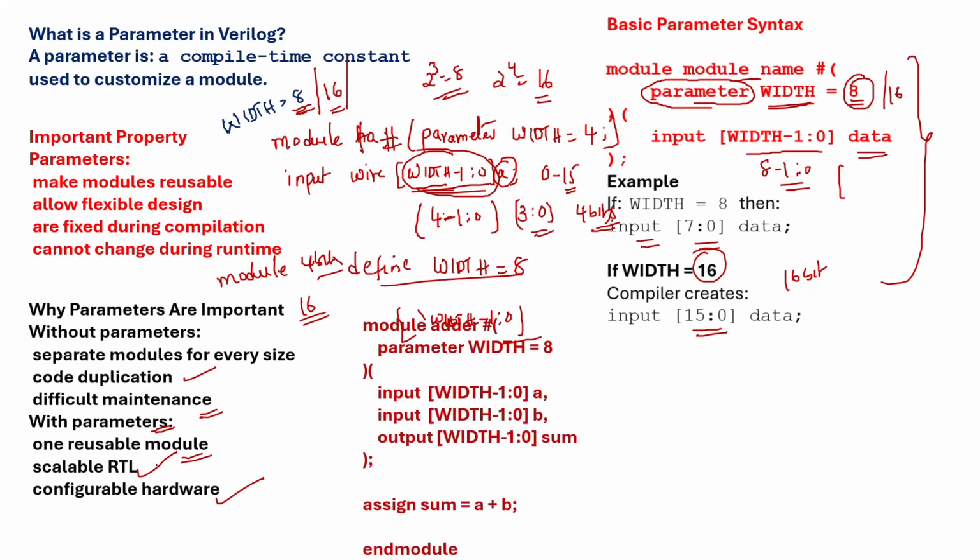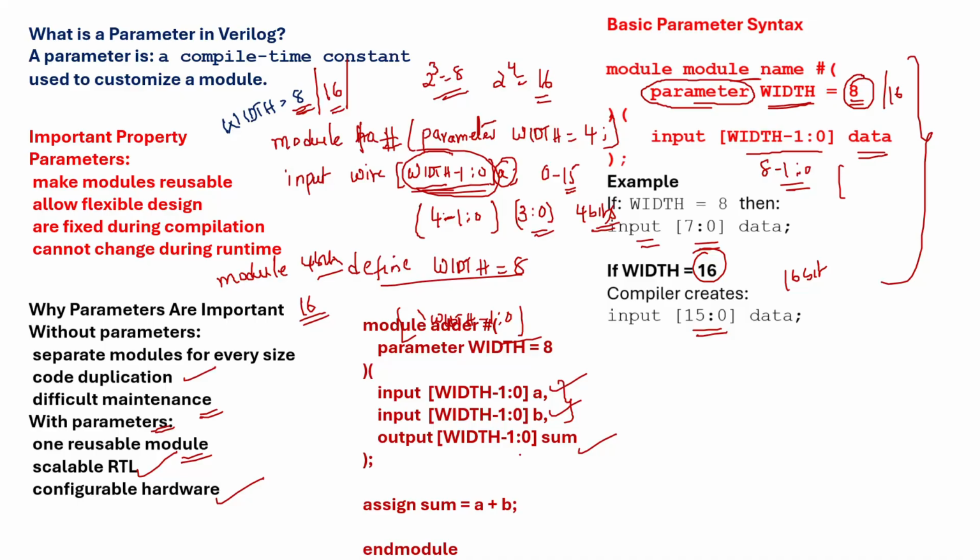Okay, see, here one adder is being considered. So the A value is width minus 1 down to 0. The B value is also width minus 1 down to 0. Sum is also width minus 1 down to 0. Here, adding two numbers of the same width, the result we get is also the same width.